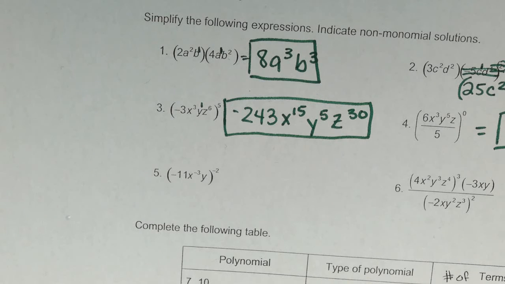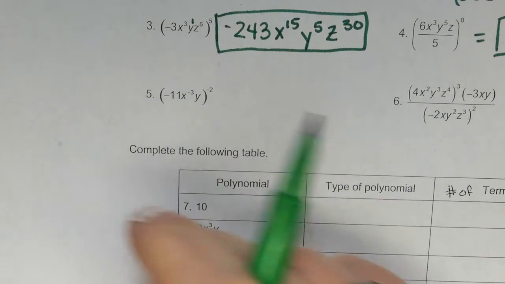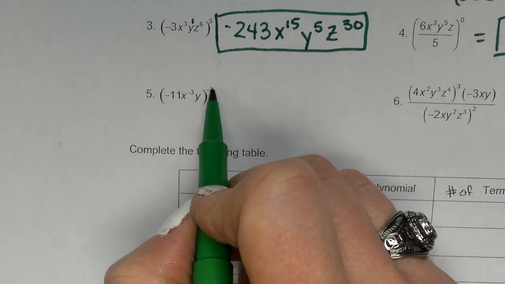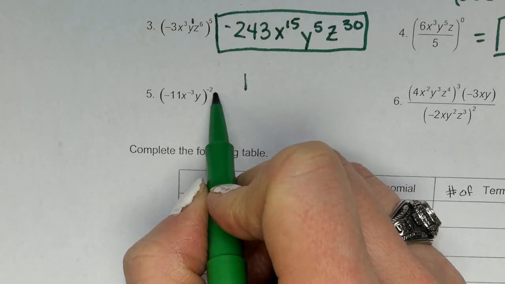Okay, now look at number 5. This one's a little different because it's not a polynomial. We're not multiplying anything times anything. And it's also a negative exponent. So what do we do when we have a negative exponent? We put everything under a 1.